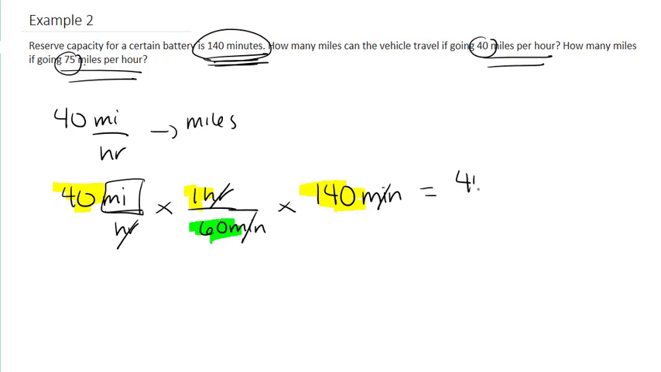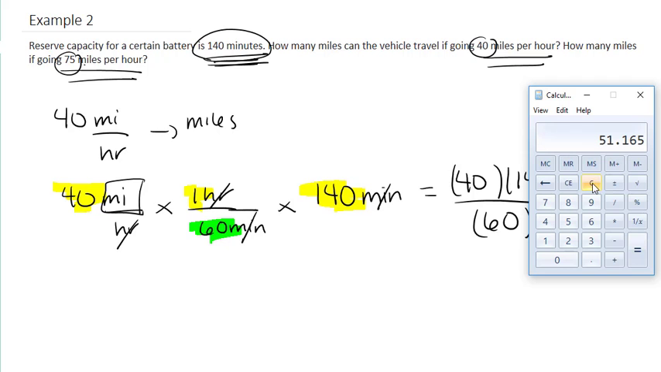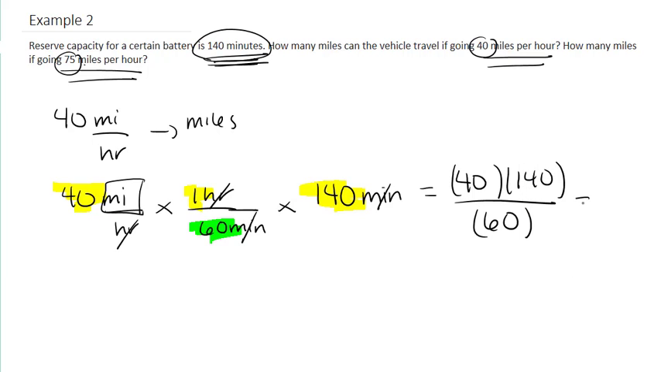So we get 40 times 140 over 60. So let's get our calculators out. So we have 40 times 140, and we're left with 5,600. Then we divide by 60, and we get 93.33. So we get 93.33 miles, going 40 miles per hour.